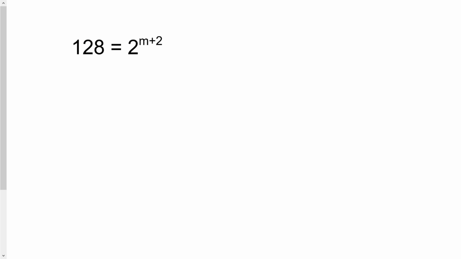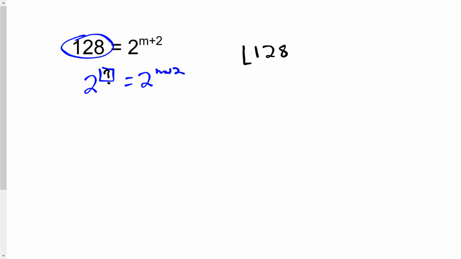Let's try the next one. What about this one? 128 equals 2 to the power of m plus 2. Well, my bases aren't the same, so I'm going to have to change the base of 128 to 2 to the power of something equals 2 to the power of m plus 2. Question is, what goes here? Well, I'm going to take 128. I want my base to be 2, so I'm going to divide by 2.